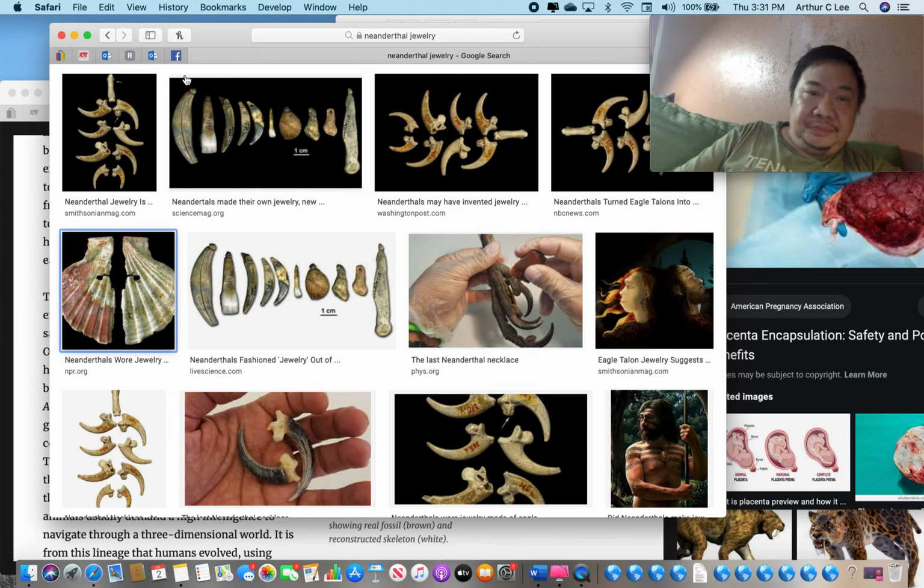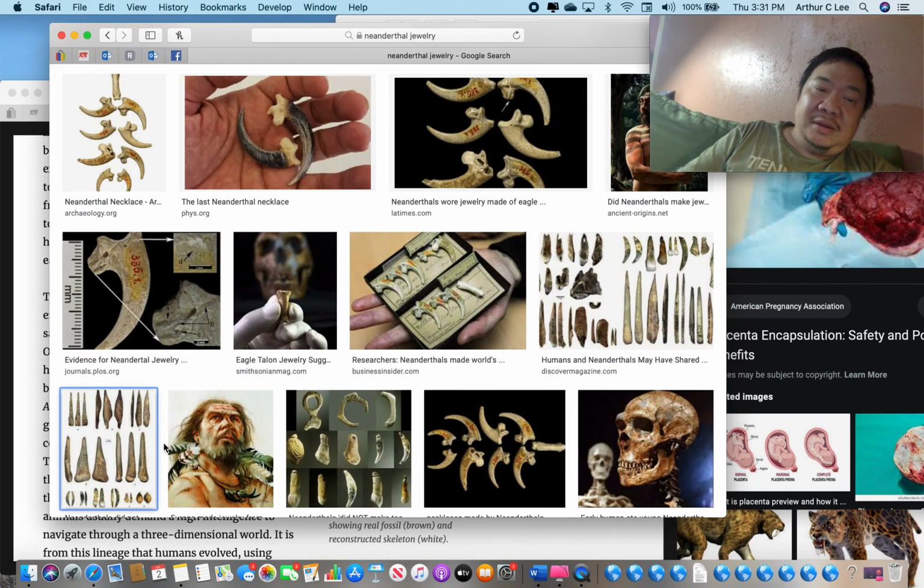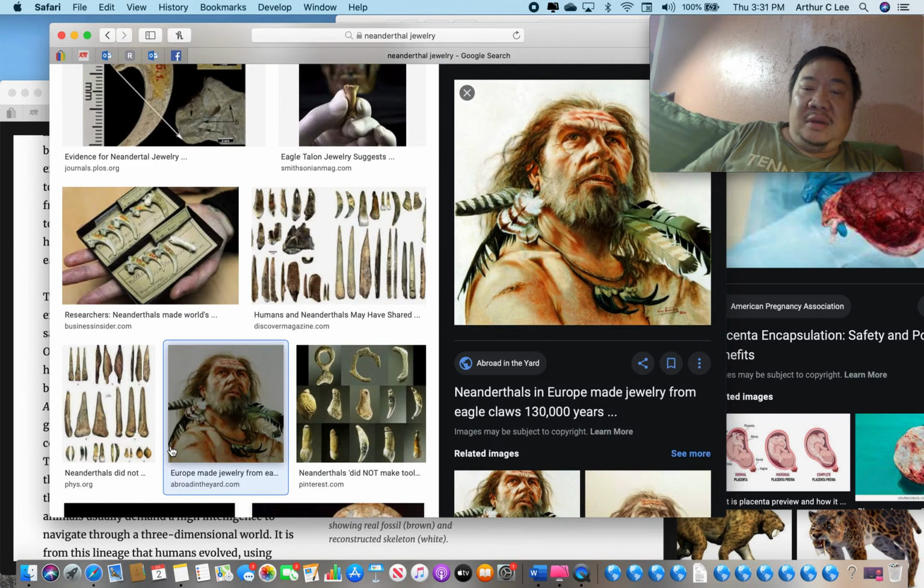Sorry. Here's some Neanderthal jewelry. This is a makeup kit. They would color themselves, maybe for war paint, or maybe just to look good.